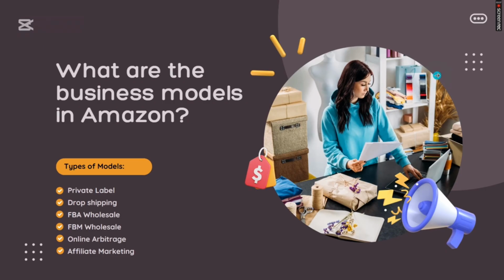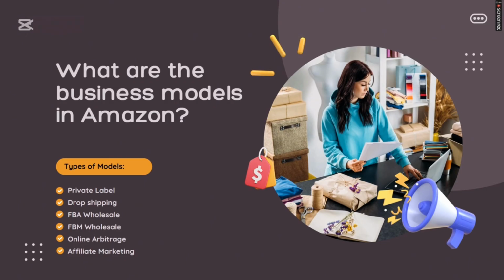You'll hear these a lot: dropshipping, private label, FBA wholesale, FBM wholesale, online arbitrage, affiliate marketing. I'll break each one of these into plain words, tell you the basic risk level and where it makes sense. Private label. Private label is launching your own brand, your own store in Amazon. You buy the products in bulk from Alibaba or any other wholesaler and send it to Amazon as your own brand under your own trademark.